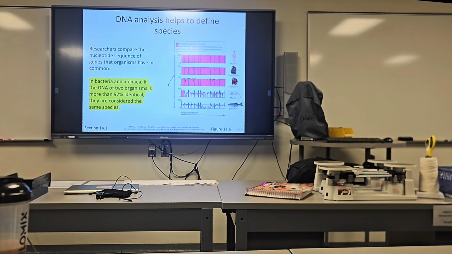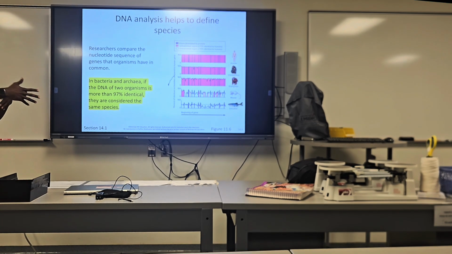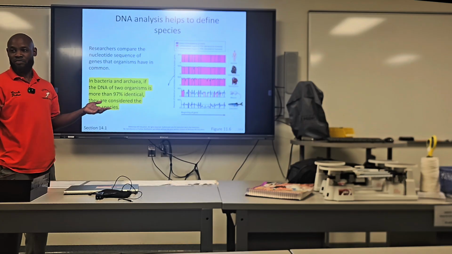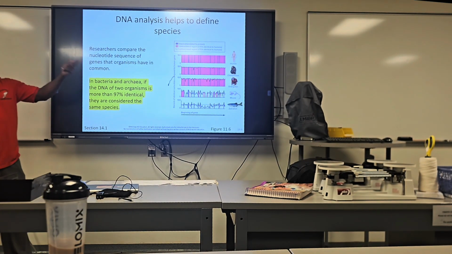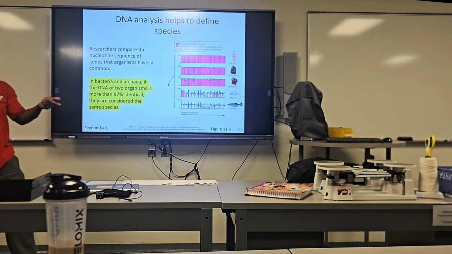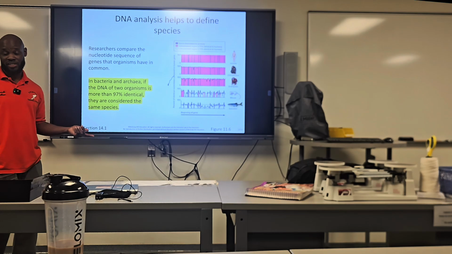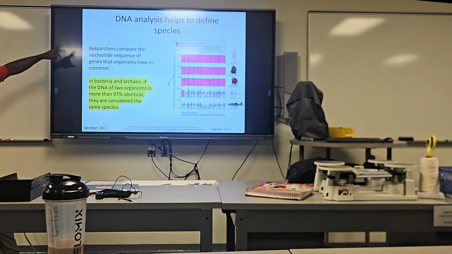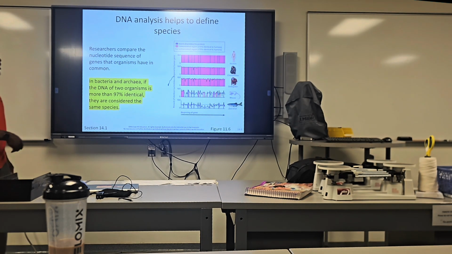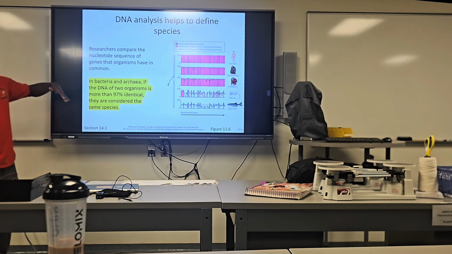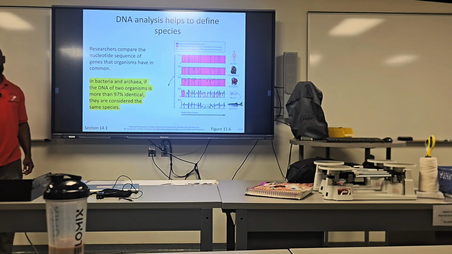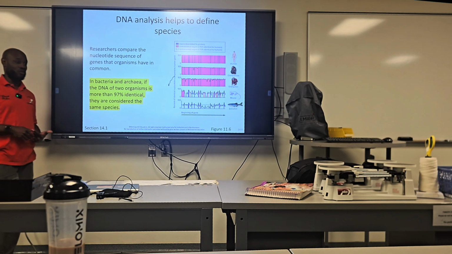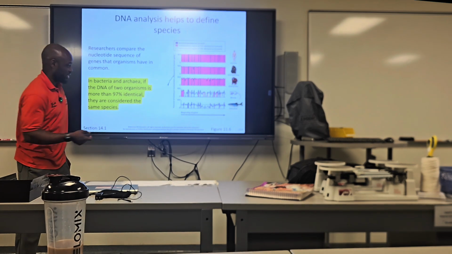Some people think that and that's the same thing that happened with species. People saw certain animals and thought, oh, this is the leopard, the this, the that. They all look the same. They all must be the same animal, but not necessarily. And so when you look at the DNA, that's why it's important. When we look at the DNA, we can actually see the differences, right? Researchers compare the nucleotide sequence of genes that organisms have in common. In bacteria and archaea, if the DNA of two organisms is more than 97% identical, they are considered the same species, right?